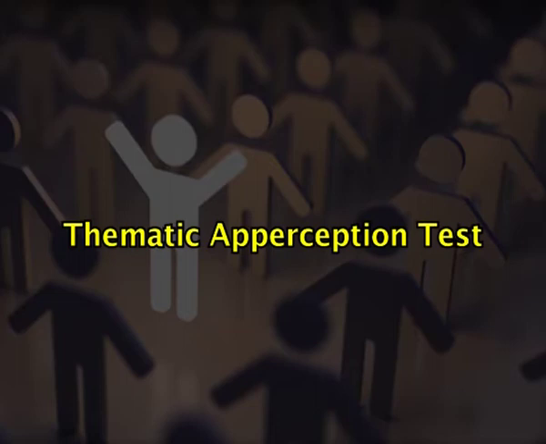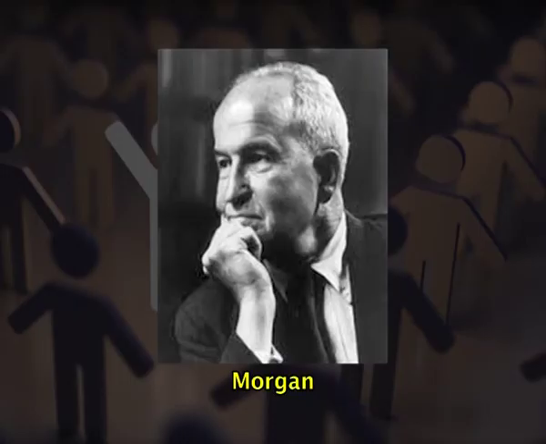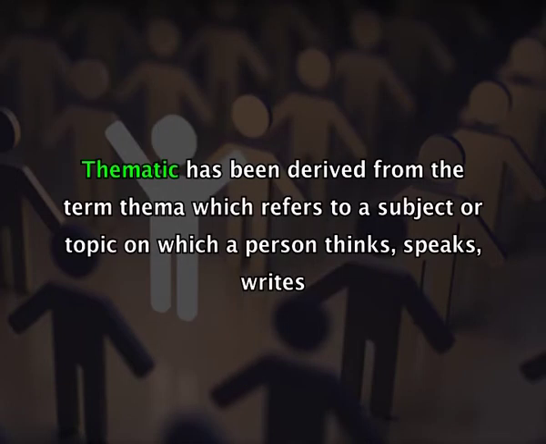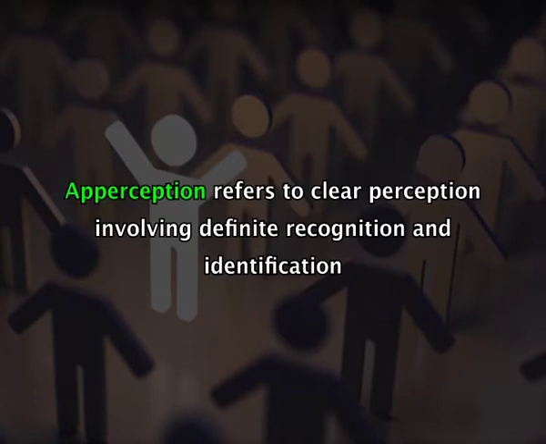Thematic apperception test. This projective technique was introduced by Henry Murray to measure the need for achievement, but it was fully developed by Morgan for the assessment of personality. The term thematic is derived from the term thema, which refers to a subject or topic on which a person thinks, speaks, or writes, whereas apperception refers to clear perception involving definite recognition and identification.